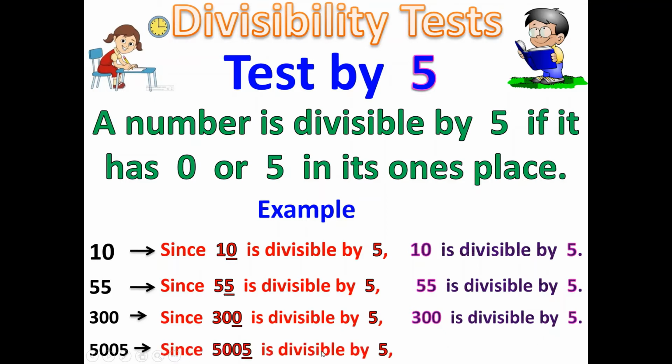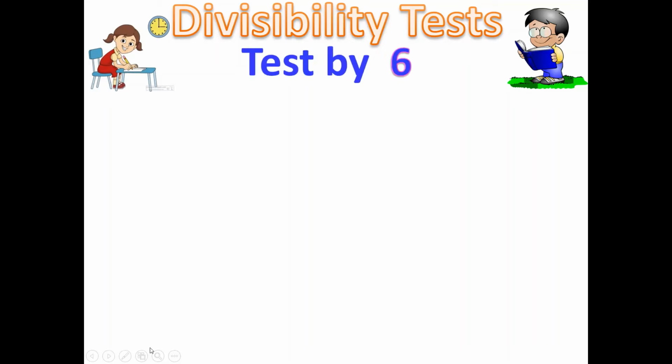Since 5005 is divisible by 5, how? Because in the ones place we have 5. Now we go on to the next slide, that is divisibility test.